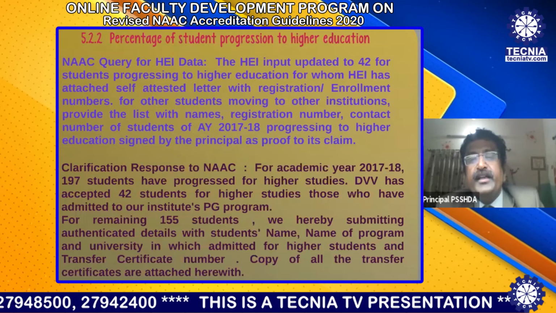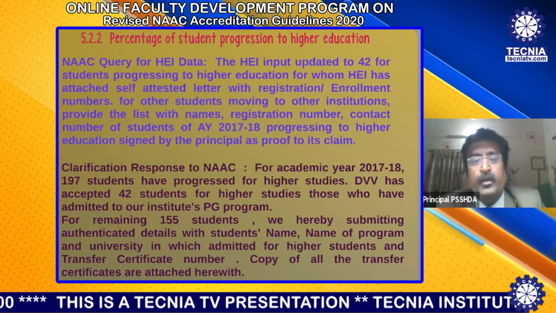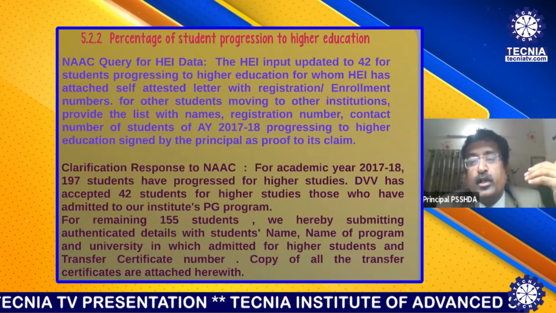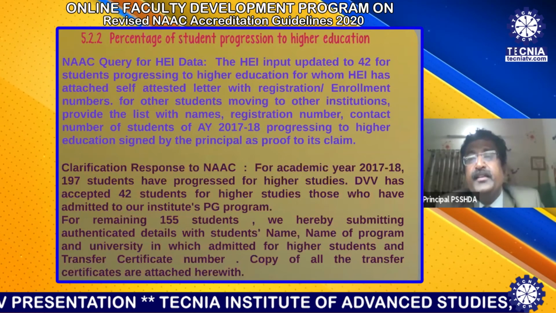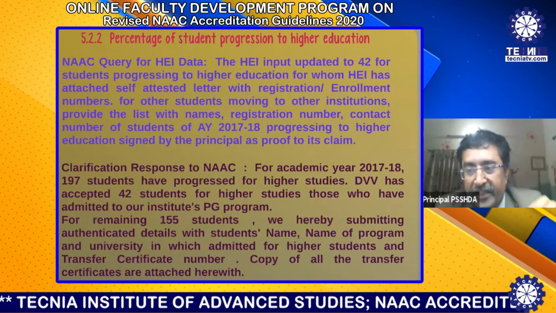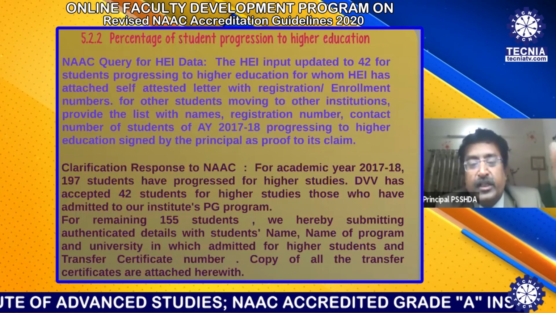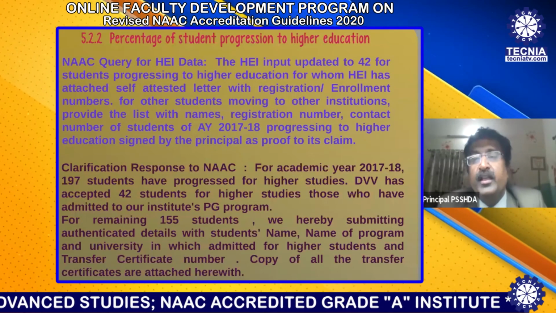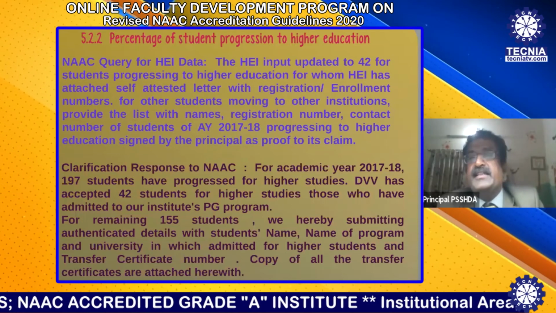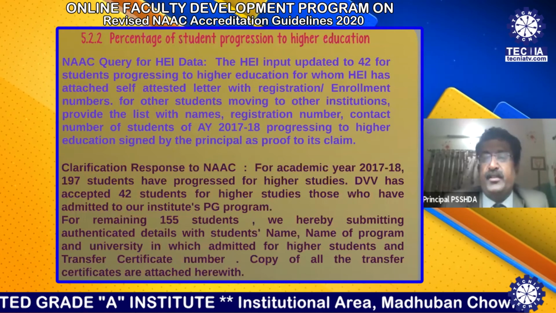So we have submitted the list of 42 students who have got admission in our college, and 155 students who have got admission in other universities or other colleges. We have submitted the details of that university, the list of students, the contact detail of the students, and the transfer certificate issued by the college of those students. Everything we have submitted to DVV, and then they have accepted our claim that your 197 students have gone for progression.